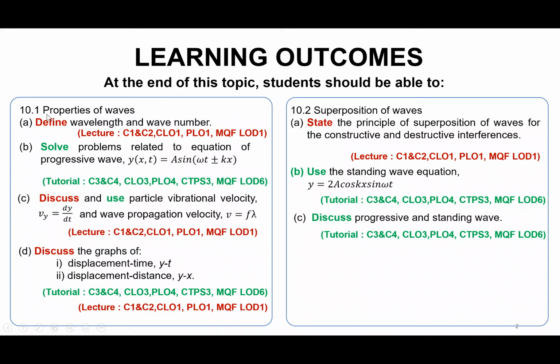So for the learning outcome, part 1, first we are going to define what is the wavelength and wave number. Second, we are going to solve a few problems related to the progressive wave equations. And then we are going to discuss and use the particle vibrational velocity and also the velocity for the wave. And lastly, we are going to discuss two different graphs, which are displacement time graph and also displacement distance graph.